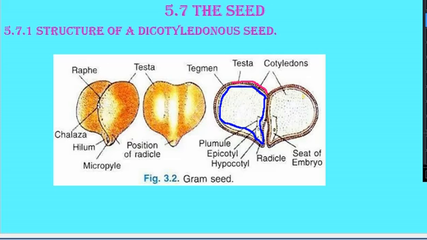Then on the seeds, there is a scar through which the seeds are attached to the wall of the ovary. You can see here, this is a scar through which the developing seed is attached to the wall of the ovary.